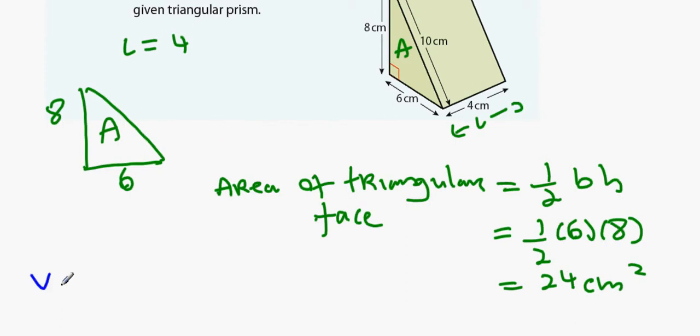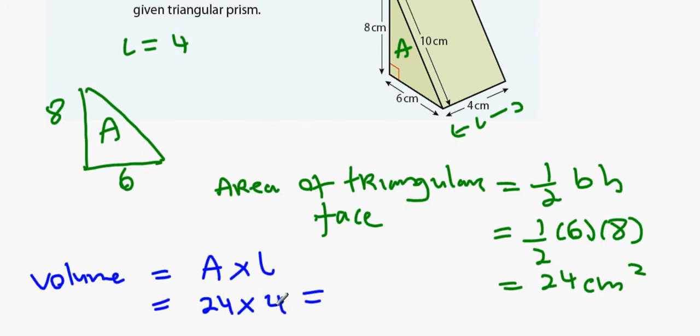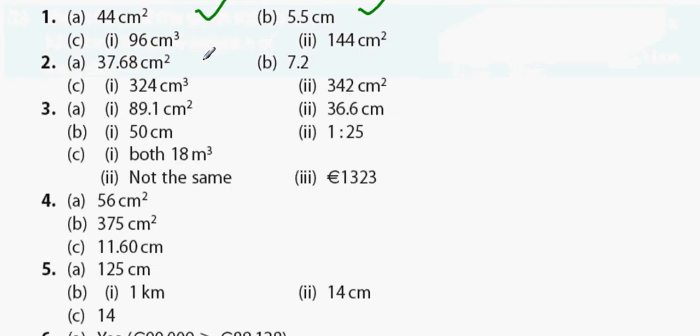Now to get the volume, we got to multiply that by the length. So volume equals A multiplied by L. And that's going to get us 24 multiplied by 4. And that should give us 96 centimeters cubed. Let's go back one. Back 2, 96 centimeters cubed.